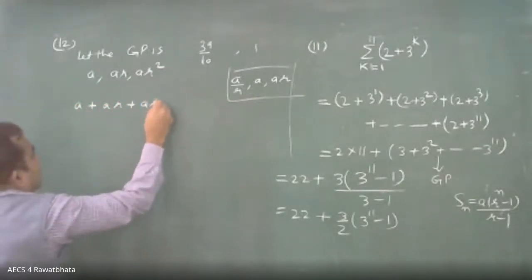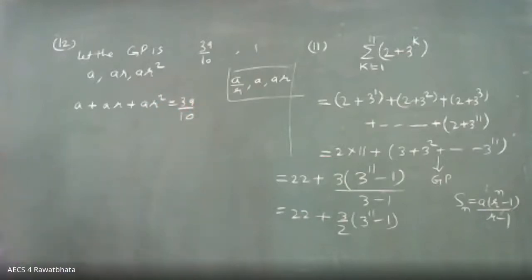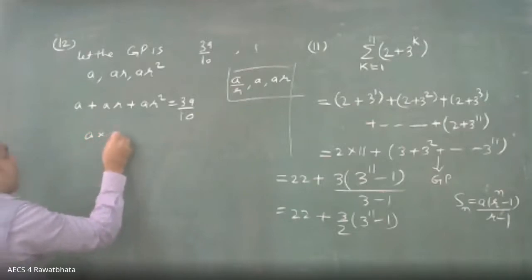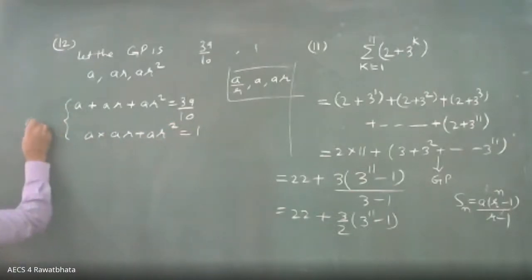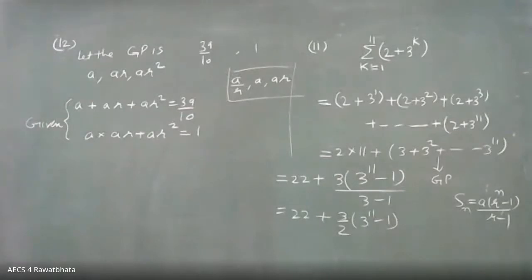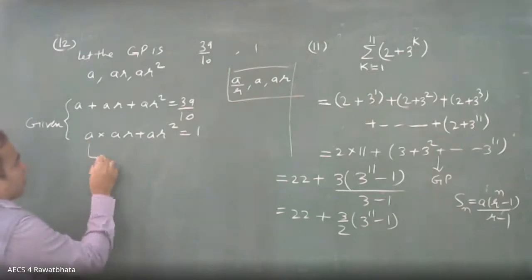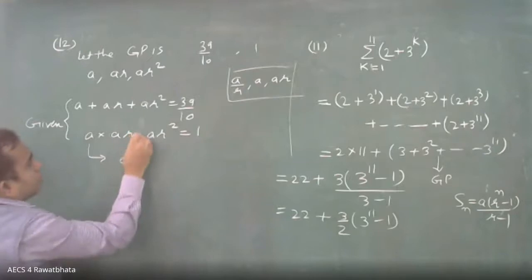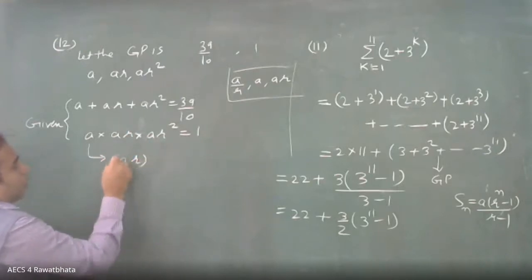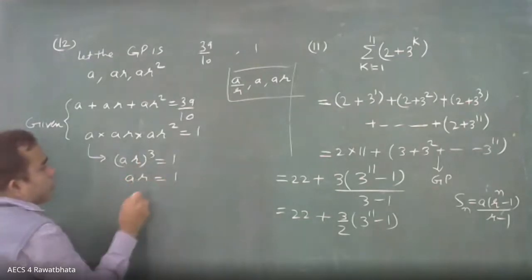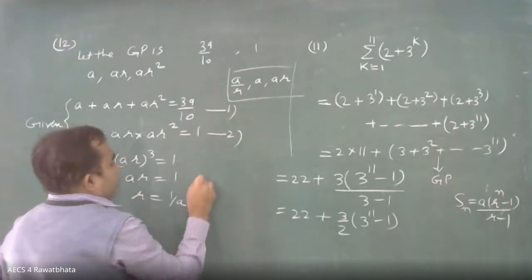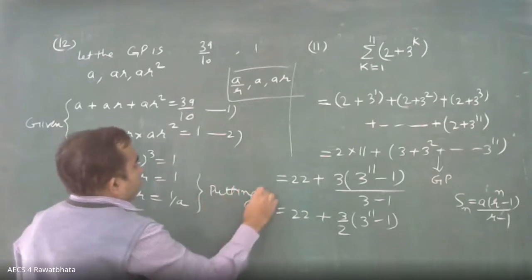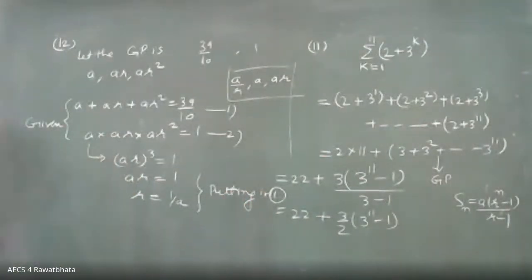Their sum is 39 upon 10 and their product is 1. These two things are given. So let us solve these two equations. This will become a cube r cube, is it? a cube into r cube, or ar whole cube is 1. So ar is equal to 1, which means r is equal to 1 upon a. Right, let us substitute in the sum equation.